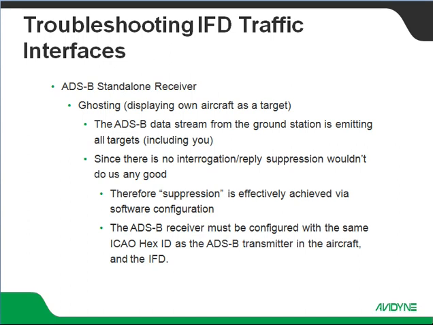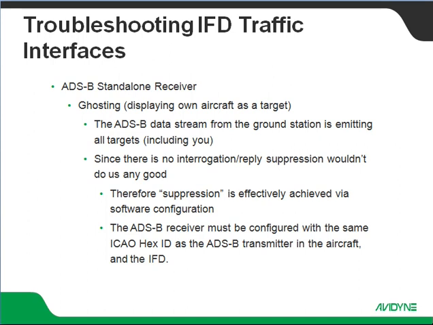What that tells us is the ADSB ground station is spitting out all of the targets, which we already know, that's how they work. Those targets include you. Since there is no interrogation or reply, there's no suppression circuit to look for. There's nothing like that. What we need to understand is how that suppression takes place. How does the airplane know to eliminate your aircraft as a target?